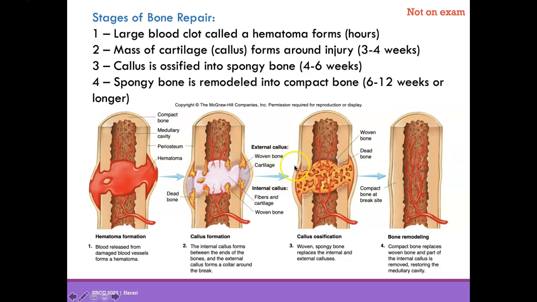After about 4 weeks, you start ossification. So the cartilage becomes bone again. You start getting blood vessels penetrating through that ossified bone. It's still spongy bone. But then the next step is the remodeling process. The spongy bone finally gets remodeled, where you have a good medullary cavity like you should, and you have the compact bone around the cortex. Again, this could take up to 12 weeks for a full bone repair.